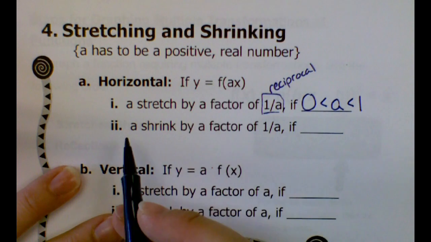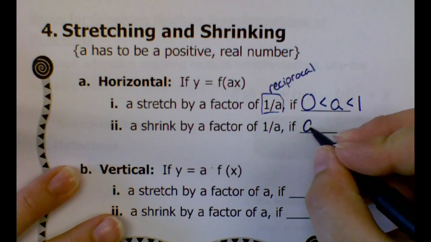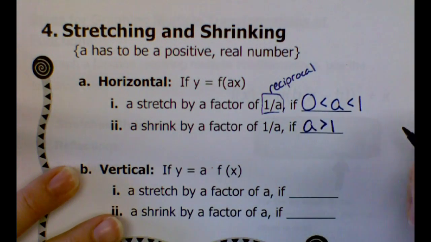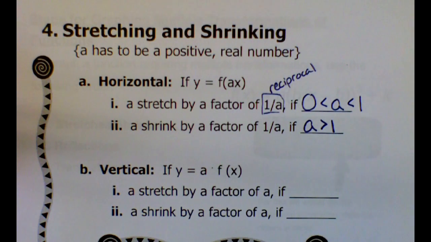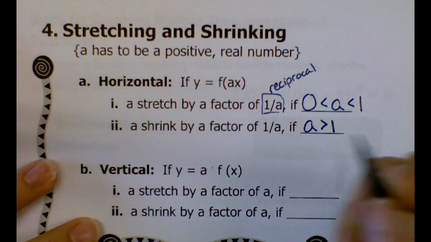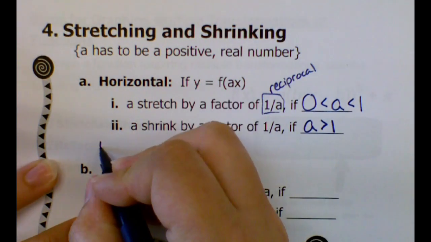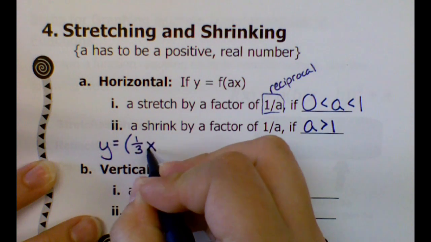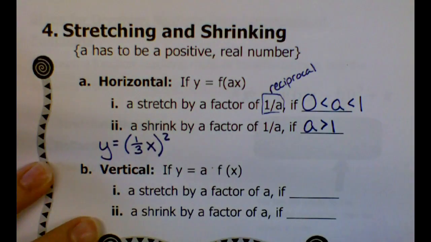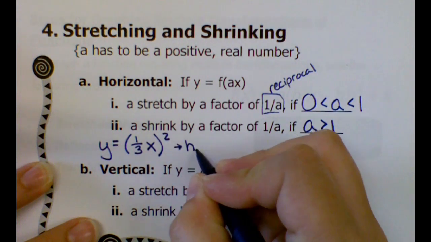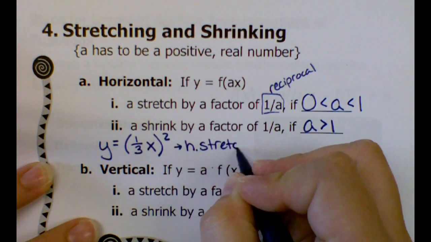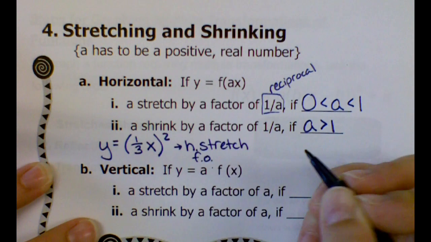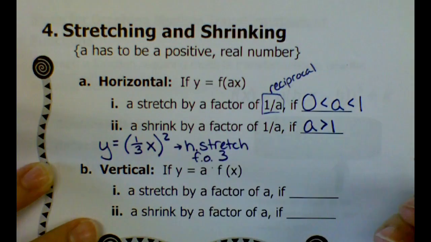A number in with the x is a shrink if that value is greater than 1. Notice that we ignore if it is 1 because then there's no point in writing that value and it's not a change. So if I said, all right, we're working with x squared, right? y equals (1/3 x) squared. That's actually a horizontal stretch by a factor of 3, because it's the reciprocal of 1/3.